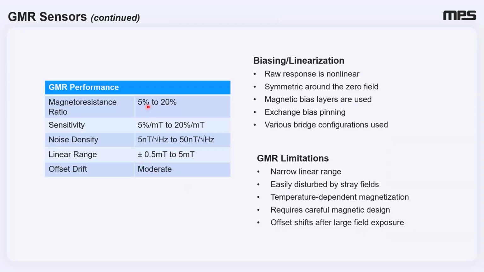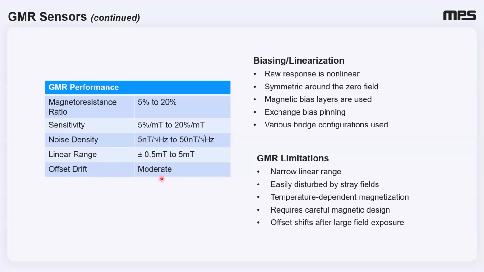All right, now we're at a magnetoresistance ratio of 5 to 20%. It's about double or more where we were with AMR. Sensitivity 5 to 20% per millitesla, higher sensitivity than AMR. Noise density 5 nanotesla per root hertz to 50 nanotesla per root hertz. This is a big jump. So 5 to 10, roughly, 5 to 10 times more signal, noticeably better noise performance.